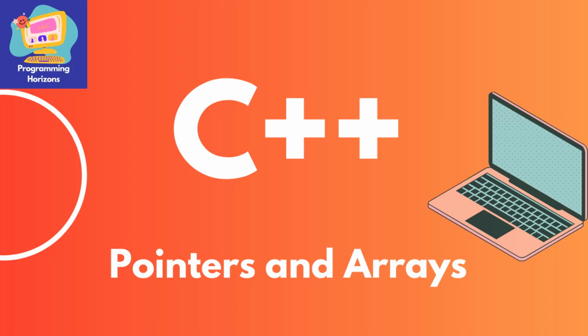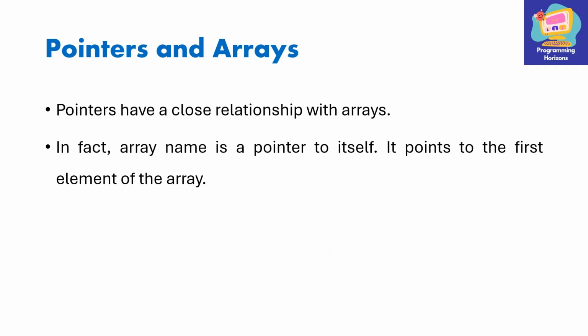In this video, let's learn about pointers and arrays in C++. Pointers have a close relationship with arrays. In fact, the array name is a pointer to itself. It always points to the first element of the array.